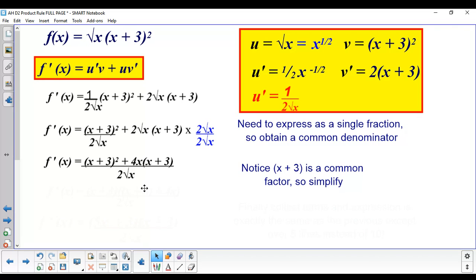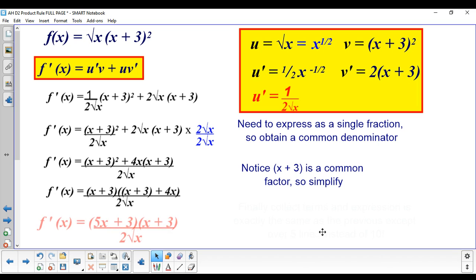But what if you've got an x plus 3 to the power of 4? You don't want to expand that, okay? So x plus 3 can come out to the front. You have one extra x plus 3 there, so I have an x plus 3 in the bracket. And then you've pulled out the x plus 3, so you get 4x. And then you get x, and 4x is 5x. And then you get the same answer.